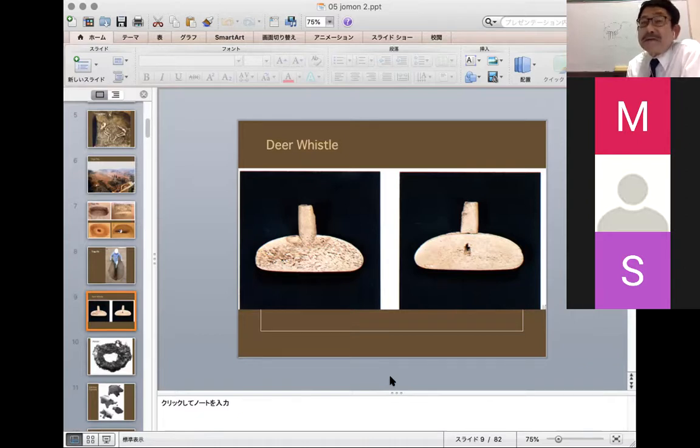This is another type of trap. And surprisingly enough, this same shape, same type of deer whistle has been used even until today. The hunters are still using this kind of one, maybe made of plastic now, but the shape is about the same. It's really surprising. So that shows how efficient this was.